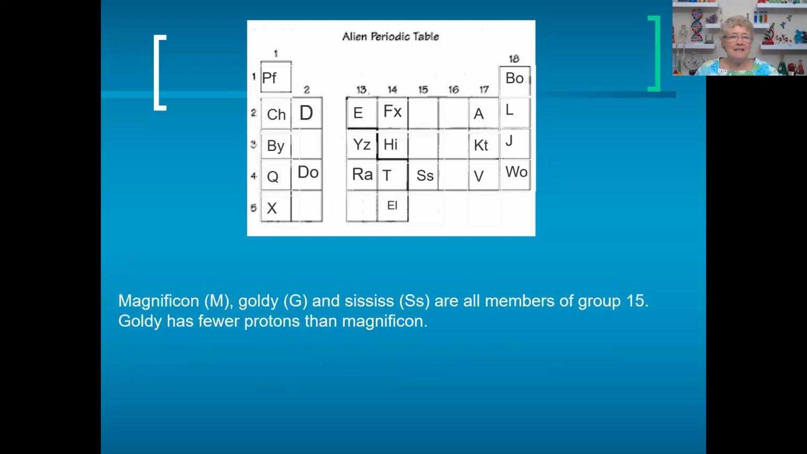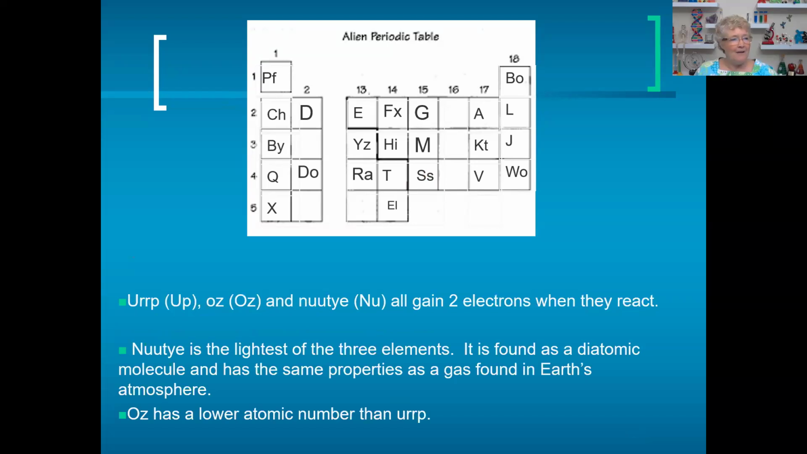Magnificon, Goldie, and Sisyphus are all members of group 15. Goldie has fewer protons than Magnificon. So first we find group 15. Here we go, group 15. We know that Sisyphus is already part of group 15. So we just have to add in Goldie and Magnificon. Where should Goldie go? 15-2 is where Goldie should go. Right here, 15-2. And then Magnificon is going to go right there. We have Magnificon and Goldie. All right, a couple more left.